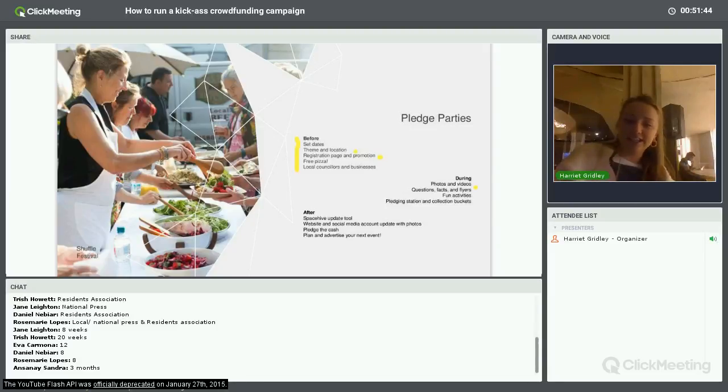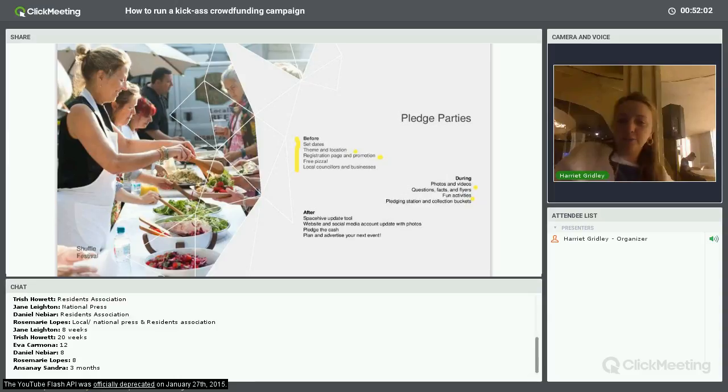Have lots of fun activities. You don't want people to be bored. You want them to have a positive memory of the day. Even if you can't talk about your project the whole time, it can also just be a nice opportunity for the local community to get together. Have a pledging station.